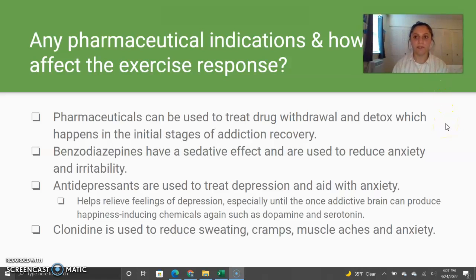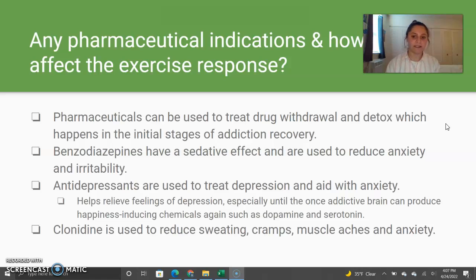Pharmaceuticals can be prescribed to help treat the withdrawal effects of addiction recovery, and I'll be discussing how they affect the exercise response. So, pharmaceuticals can be used to treat drug withdrawal and detox, which happens in the initial stages of addiction recovery.